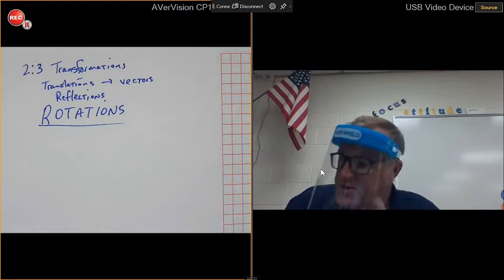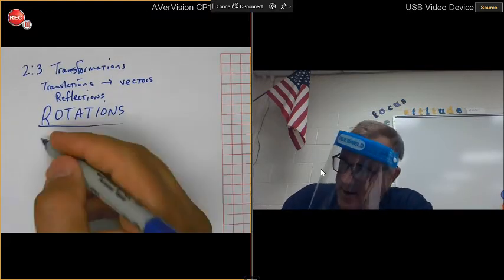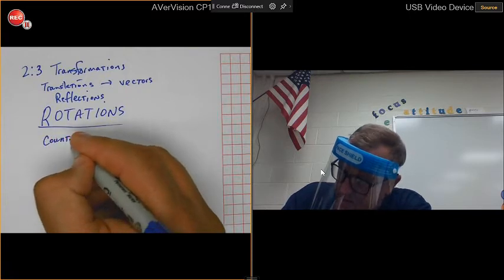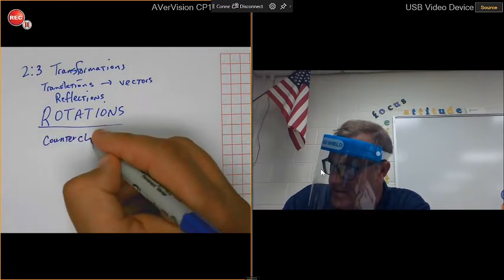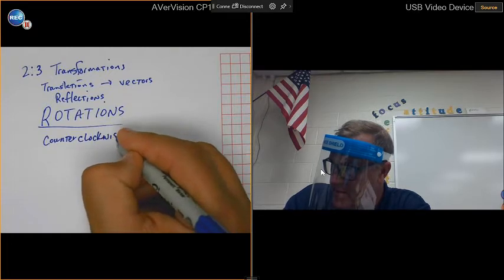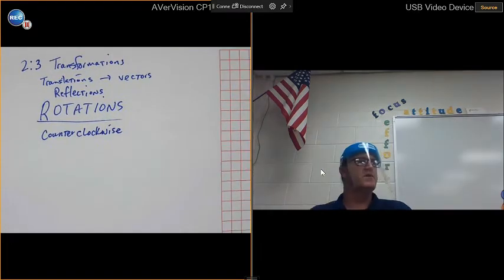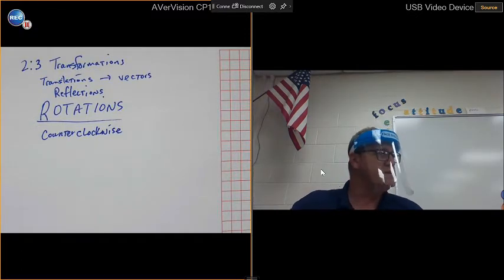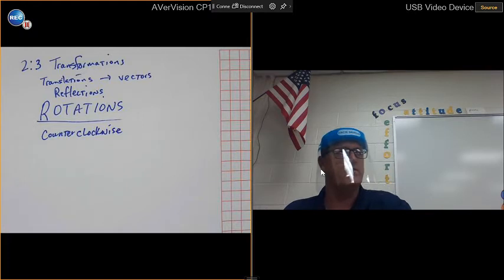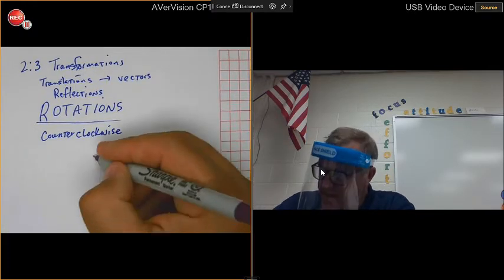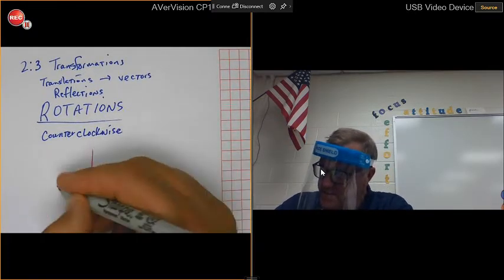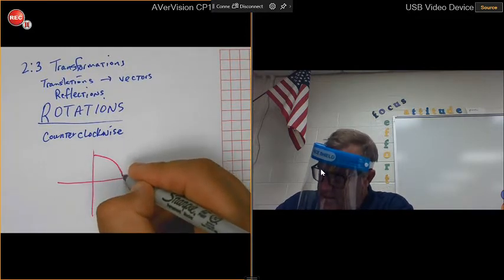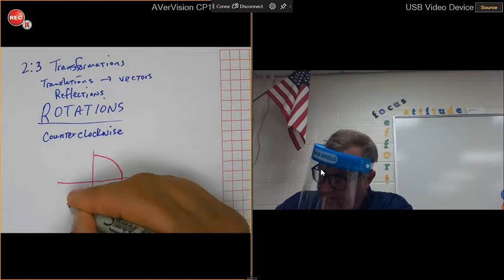All right. So first of all, when it talks about a rotation, there's one thing you have to be aware of, which is which direction is the figure being rotated. If it doesn't tell you specifically, then you want to think that it's being rotated counterclockwise.